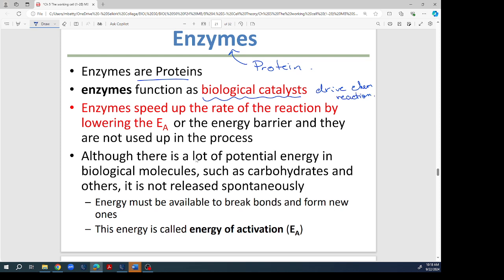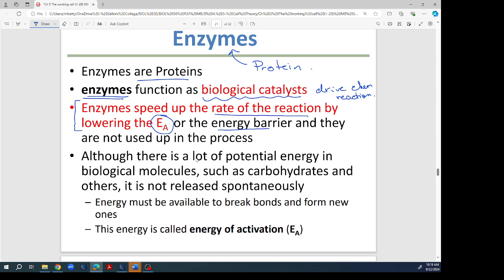The other thing that we could think of in functional terms is that enzymes digest our food because they are breaking down those macromolecules. And breaking down those macromolecules is a chemical process. And so basically what we're talking about with enzymes is what they do is they make things easier to happen. So they speed up the rate of a chemical reaction. They make it happen easier by lowering the energy barrier, or the energy of activation. That's what E of A stands for. And they're not used up in the process.